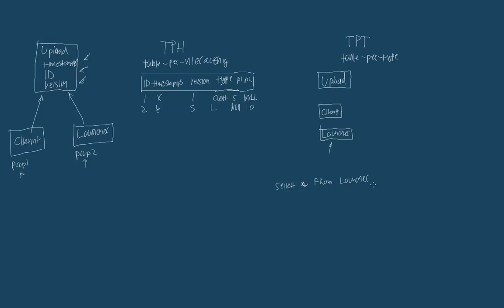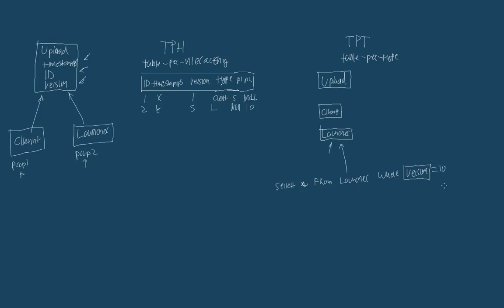Well, we have a problem because what if we wanted to select all from launcher where version is equal to 10? Well, how does this work? Launcher is this table right here, so that makes a whole lot of sense. But where is this version? Well, version is an inherited property that exists only on the base type.